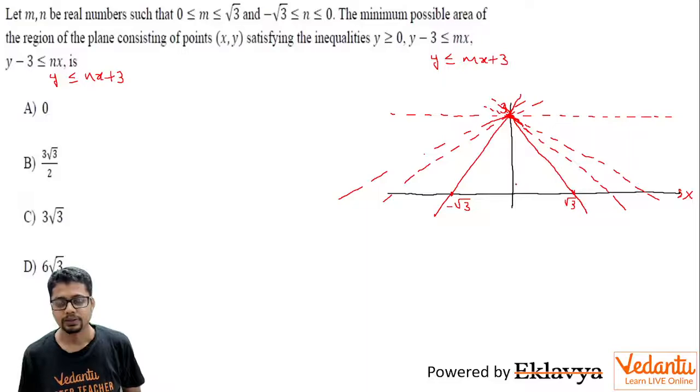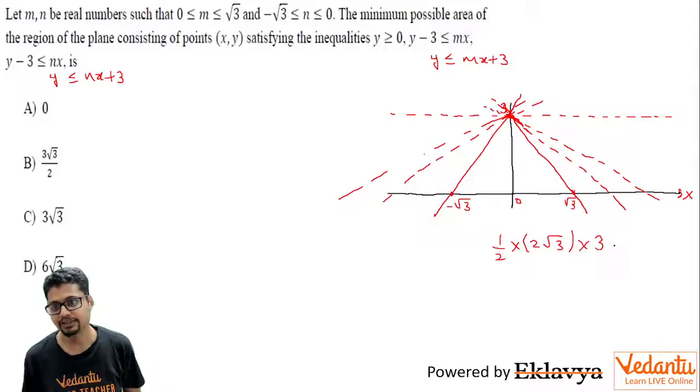So the height of the triangle is fixed, 3, and to minimize the area, you have to minimize the base, and the base gets minimized when you take m to be the maximum possible, root 3, and n to be the minimum possible, minus root 3. Else the base gets increased and the area gets increased. So with this understanding, it's very simple. The minimum area would be half into the minimum base, which is 2 root 3, and the fixed height, which is 3. So basically what you get is 3 root 3 as the minimum area.